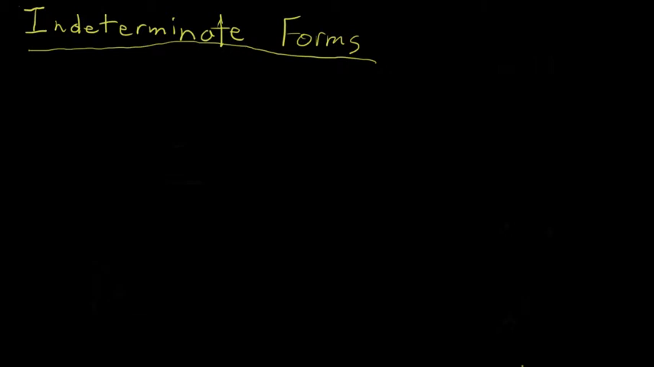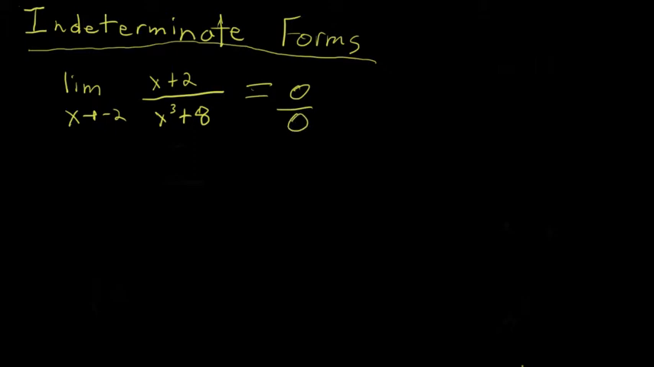So in this video, we're going to go over limits involving what we call indeterminate forms. But for a moment, let's ignore that big term and just look at one example here. And that's the limit as x tends to -2 of x plus 2 divided by x cubed plus 8. So as x gets close to -2, the numerator gets close to 0. The denominator gets close to -2 cubed, which is -8, plus 8, which is 0. So this seems to be 0 over 0.